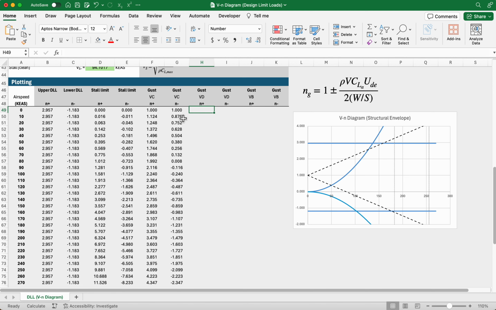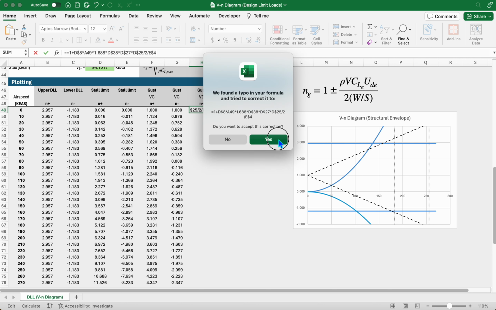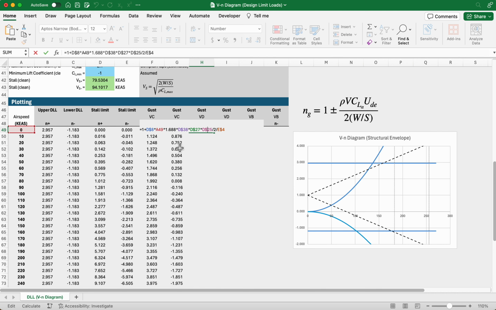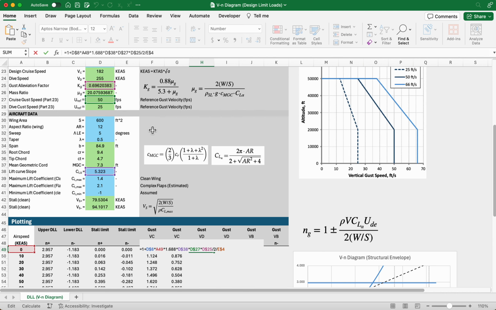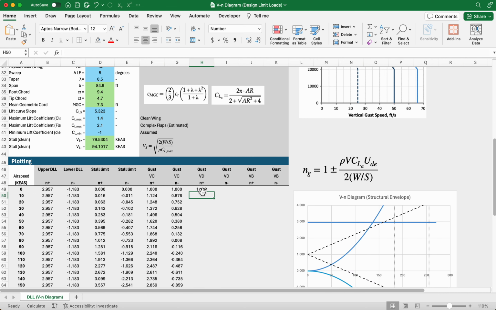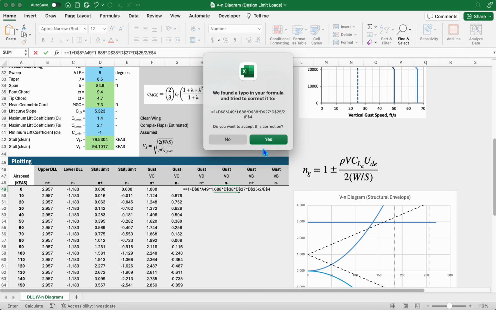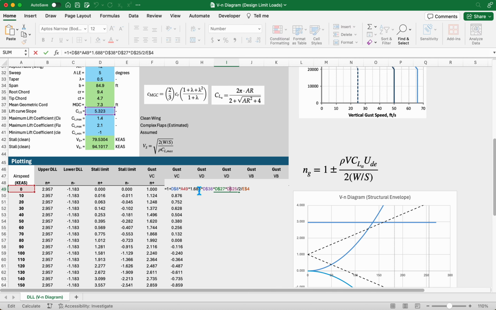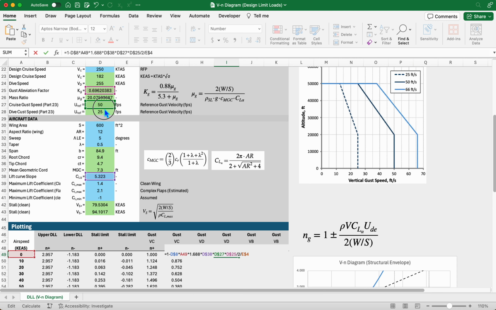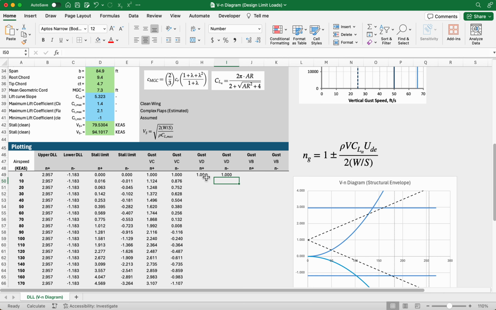For the dive gust, essentially the same thing as our cruise gust. So we can just copy over those equations again. I had that saved from before. Now all we have to do is change from our cruise gust velocity to our dive gust velocity. Everything else is going to stay the same. Same thing with this one. Now it's going to be negative, and again back to our dive gust velocity.